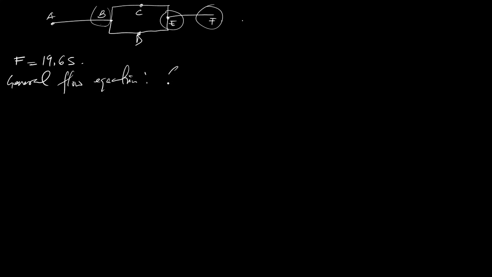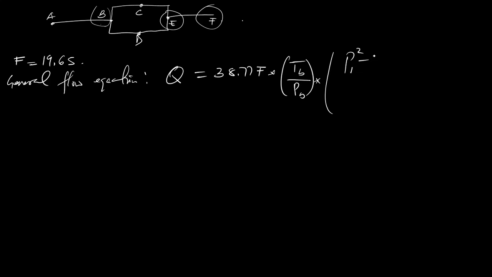Where the flow rate is equal to 38.77 F times base temperature over base pressure, times bracket open P1 square minus P2 square divided by G, the gas gravity, times the gas temperature times the compressibility factor times the length, bracket close, all raised to power 0.5, times D raised to power 2.5.